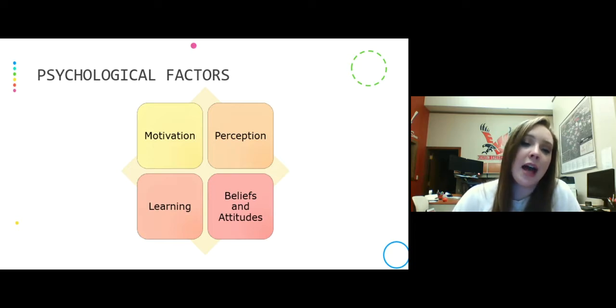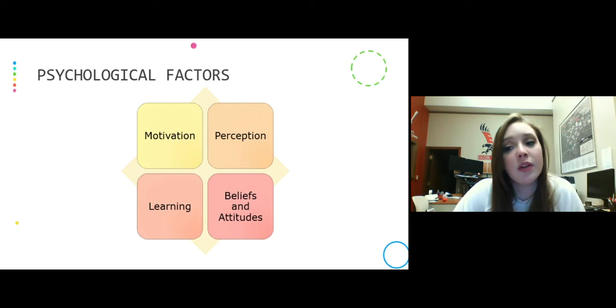And we have attitudes. Attitudes put people in a frame of mind of liking or disliking things and moving towards or away from them. So that's the positive or negative reinforcement that you have on a product.